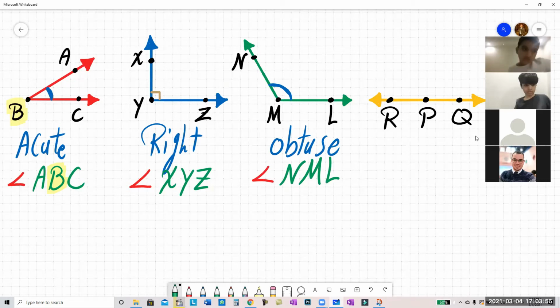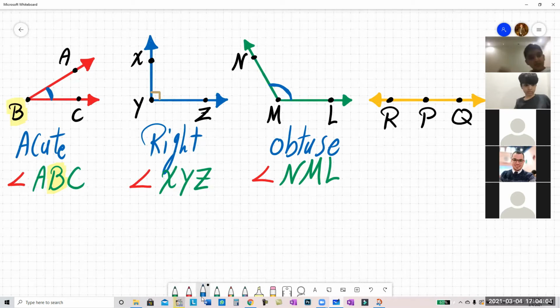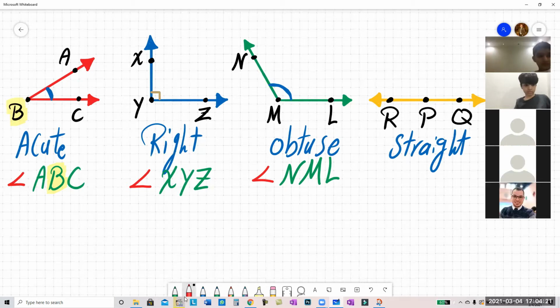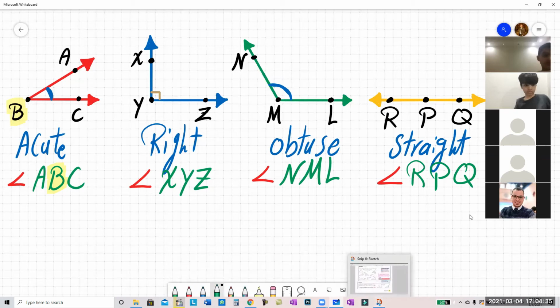Okay, what about Fahd? Yes. Fahd, the last one, the yellow one. What's the type of it? It's a straight angle. Yeah, straight angle. So can you read it, please? RPQ. R, P, Q. Great. So that's how we can identify the type of each angle. Thank you, Fahd. Great job.